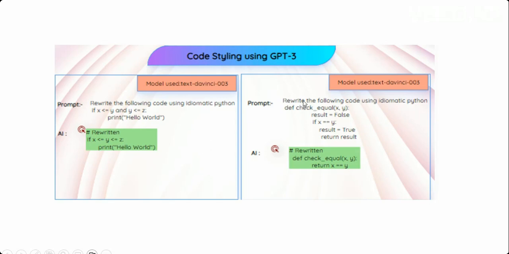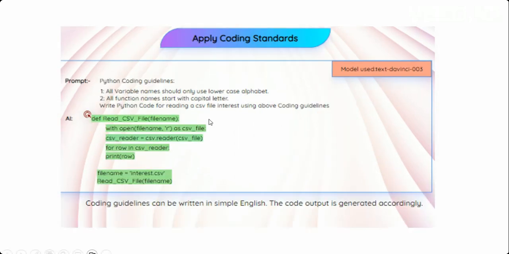So for code styling, previously it was looping like that. Now we are using this statement, so that you will directly get a false or true from this return. Instead of writing a few more lines of code, it will just give it in a simple way. So code styling can be done using Gen AIs, and then applying coding standards. For example, if you have these guidelines, based upon that it will give you the code like that.